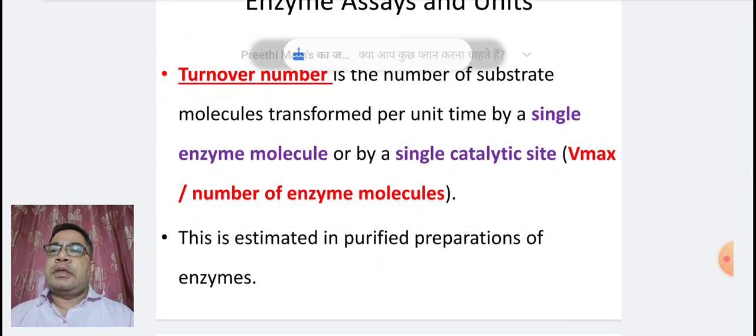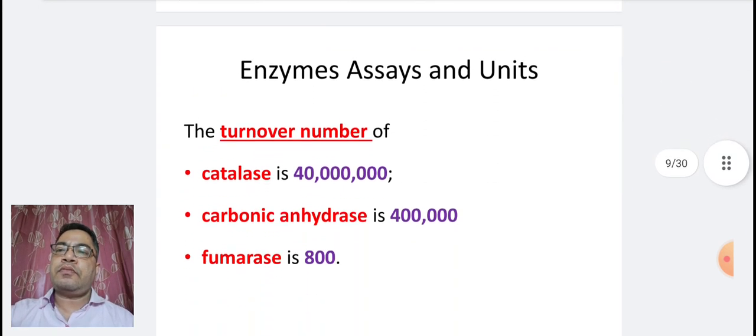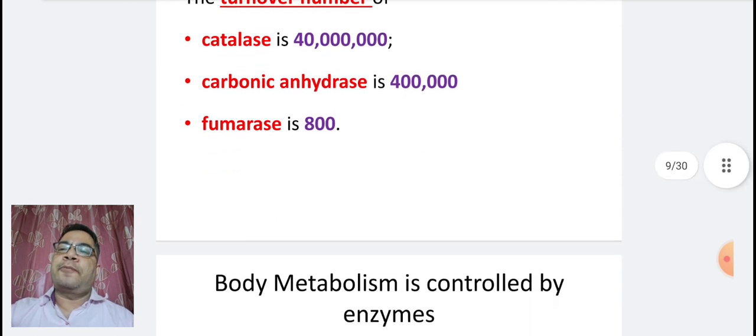Turnover number is the number of substrate molecules transformed per unit time by a single enzyme molecule or by a single catalytic site, that is Vmax upon number of enzyme molecules. This is estimated in purified preparations of enzymes. For example, the turnover number of catalase is 40 million. For carbonic anhydrase, it is 4 lakh, whereas for fumarase, it is 800.